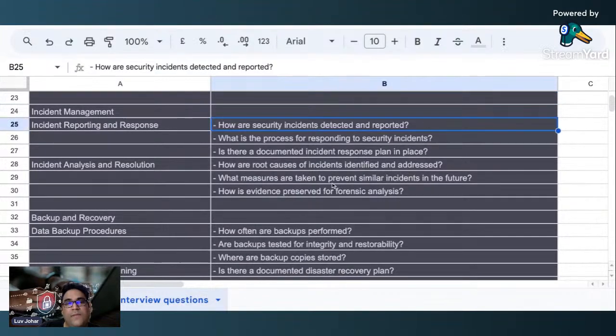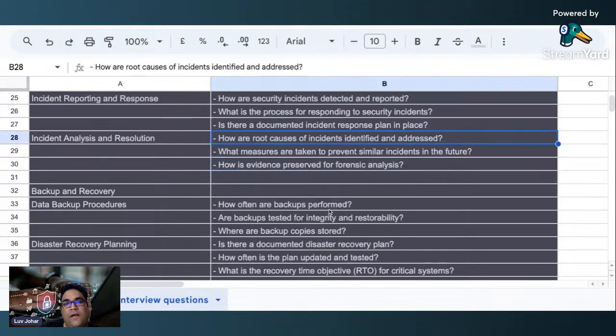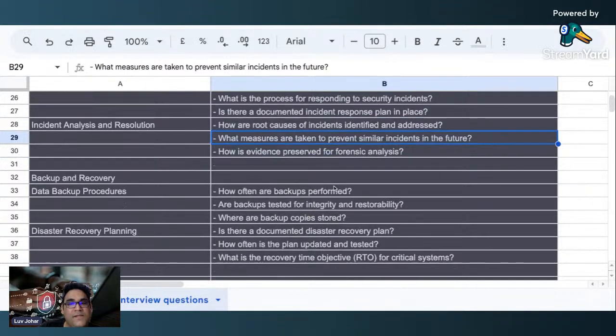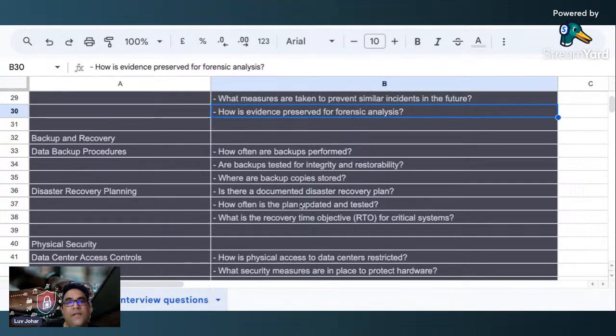After that comes incident management. Again, a very important part. How are security incidents detected and reported? What is the process? Here you should look for a policy, an incident response plan, and a policy in place. Here you need to ask about the root cause analysis. How are incidents addressed? What measures are taken to prevent similar incidents in the future? So you need an incident management plan, particularly in this case. And if any forensic analysis is needed, how is the evidence preserved in that case? You need to check that as well.